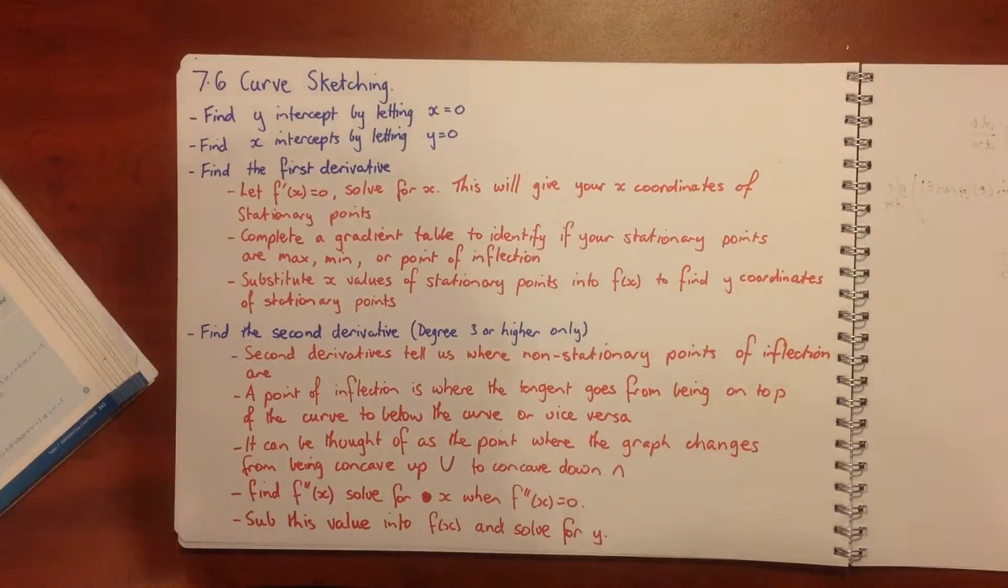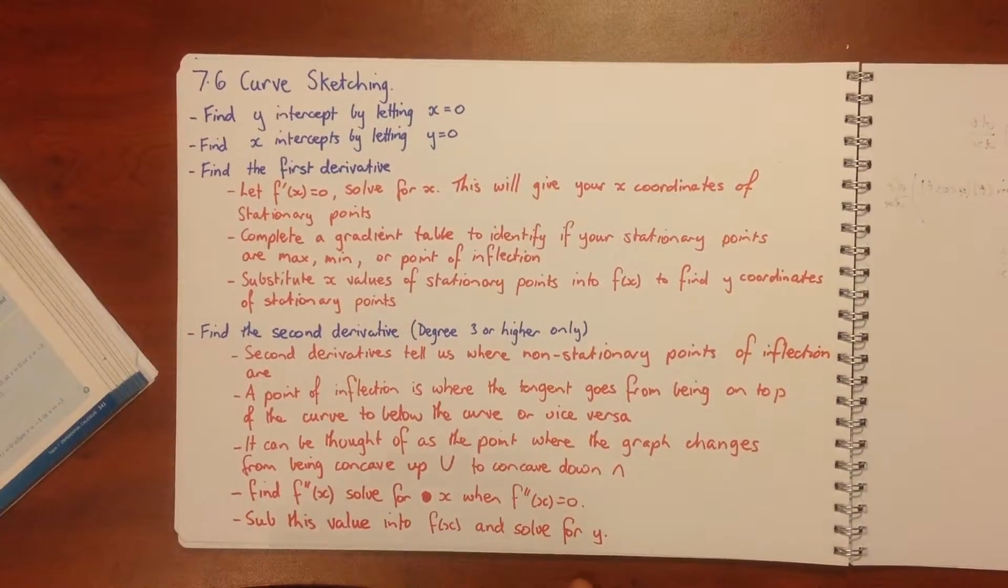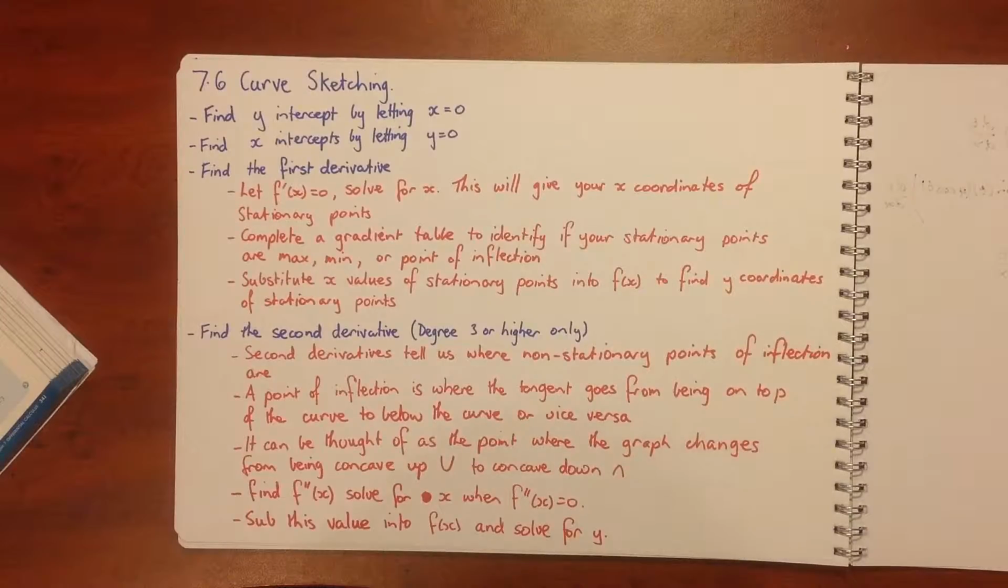In this tutorial, we're looking at section 7.6 on curve sketching. Now that we've worked out how to find our derivatives and our second derivatives, we basically have everything that we need to be able to sketch our graphs. I've got a list of things that we need to do in order to fully sketch our graphs, assuming we've already drawn and labelled our axes.